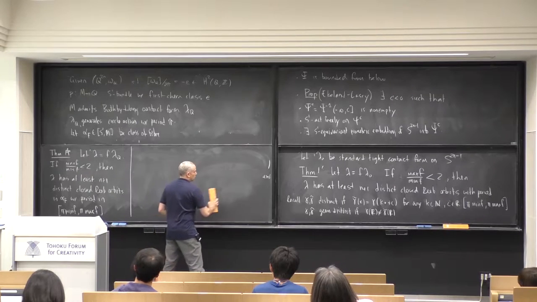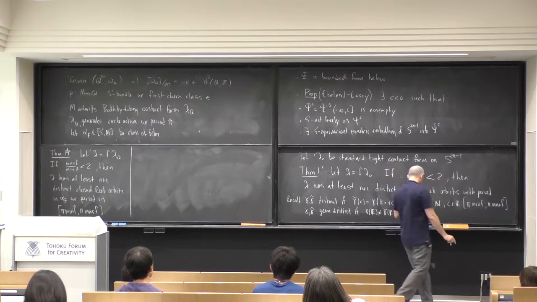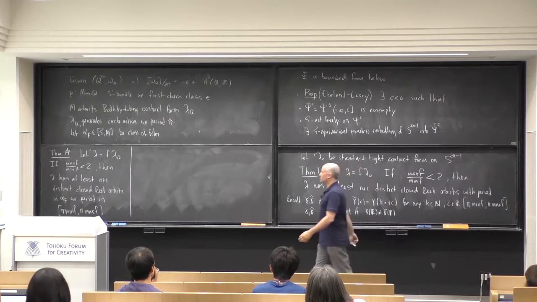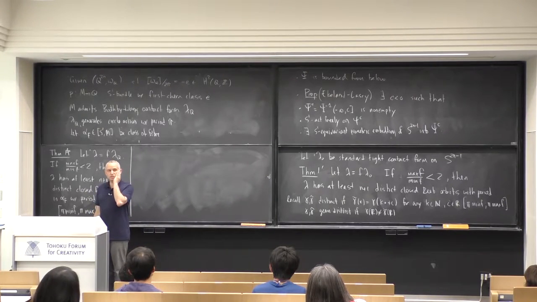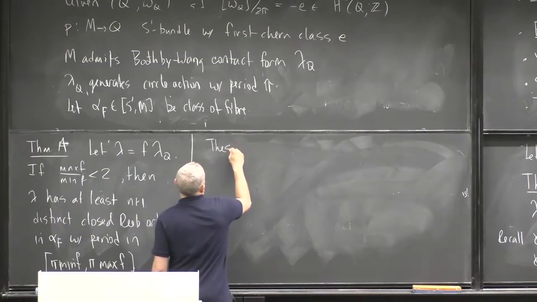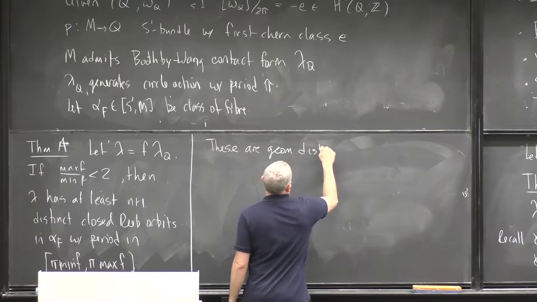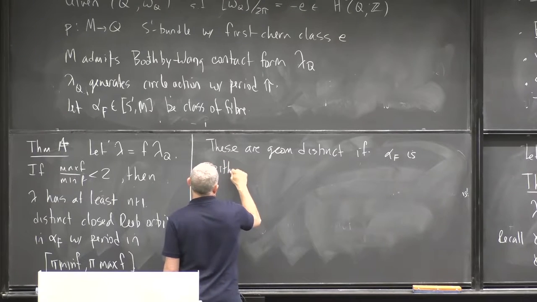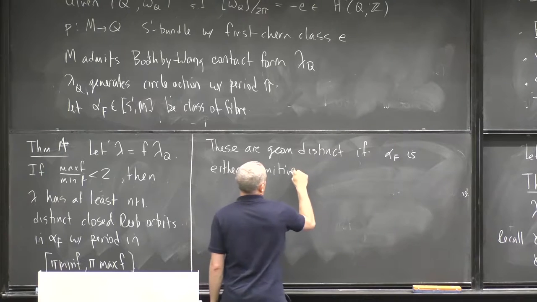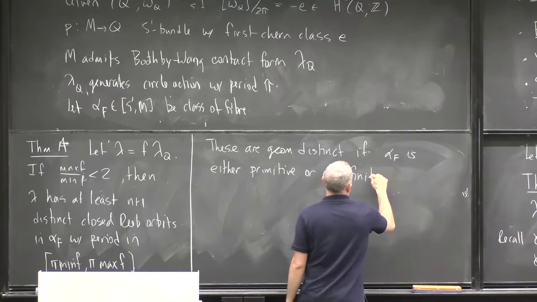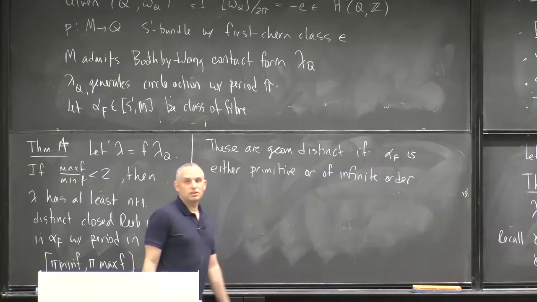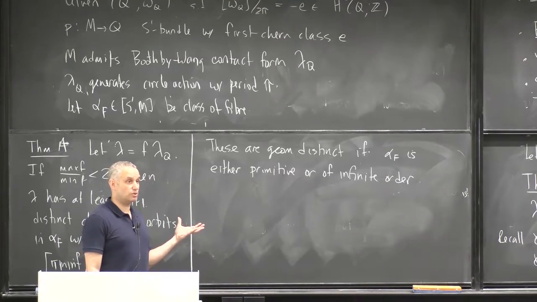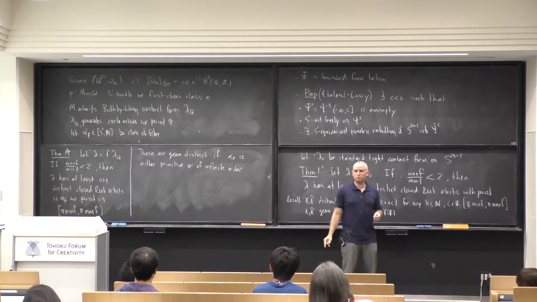So here there's a bit of a happy twist. To get geometrically distinct orbits, before we had to invoke convexity at some point. Here, in theorem A, there are settings in which we don't have to invoke convexity to get geometrically distinct orbits. So these orbits are geometrically distinct if alpha F is either primitive or of infinite order. Under either of those topological circumstances, we will get n plus 1 geometrically distinct closed Reeb orbits. If neither of them holds, then we would have to assume something else.